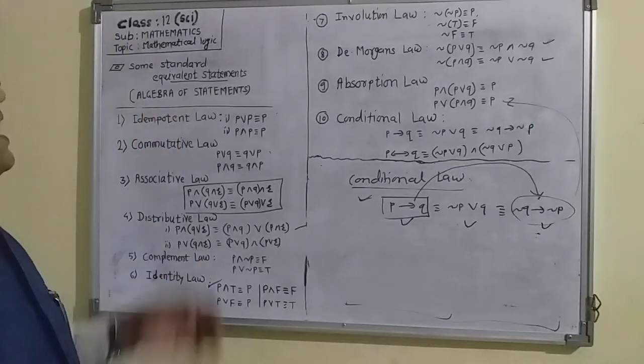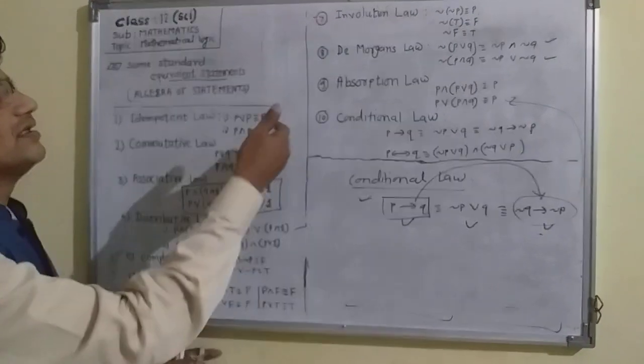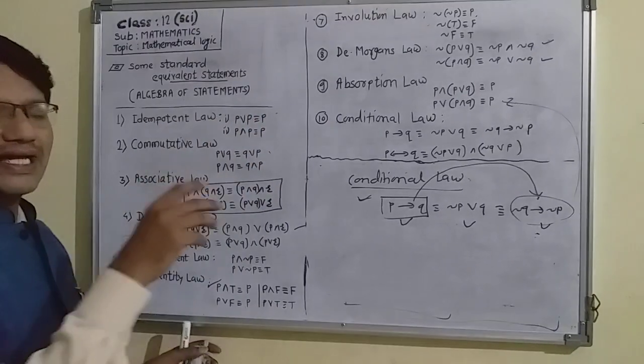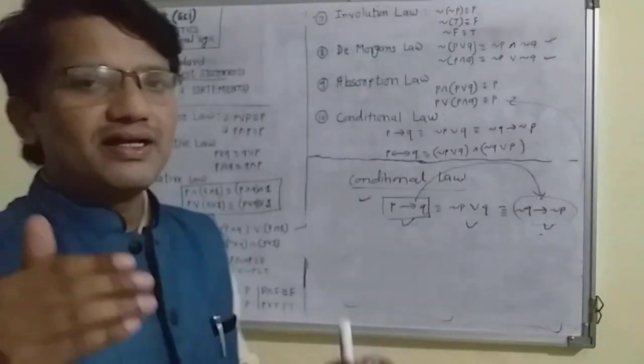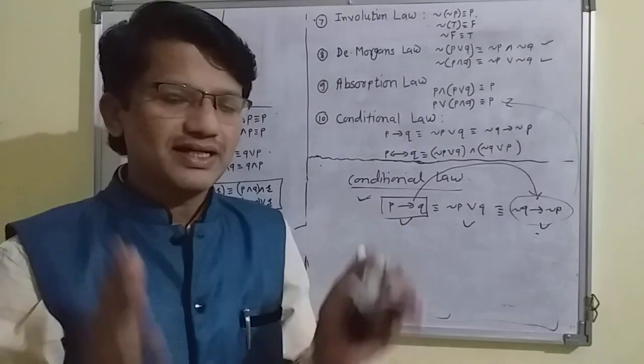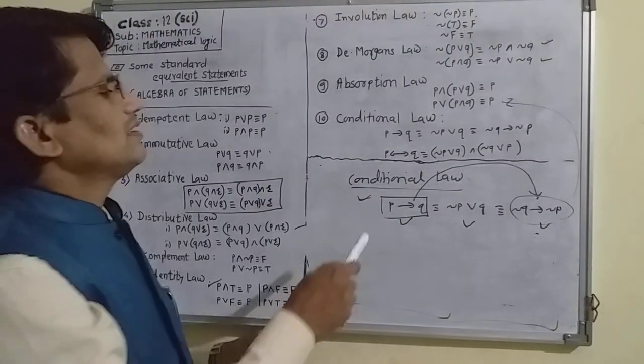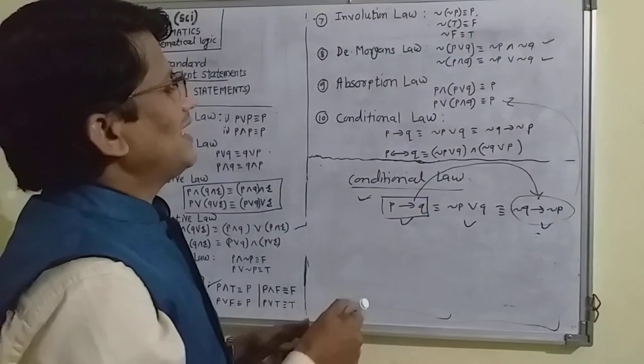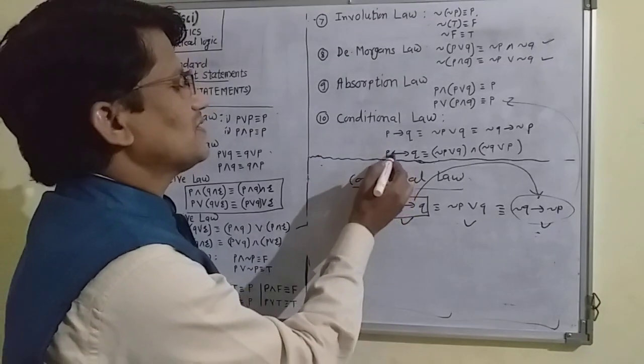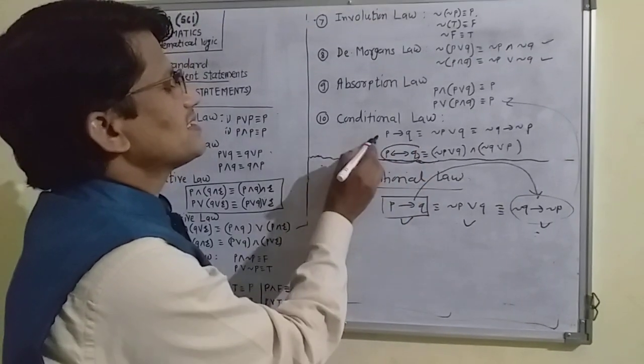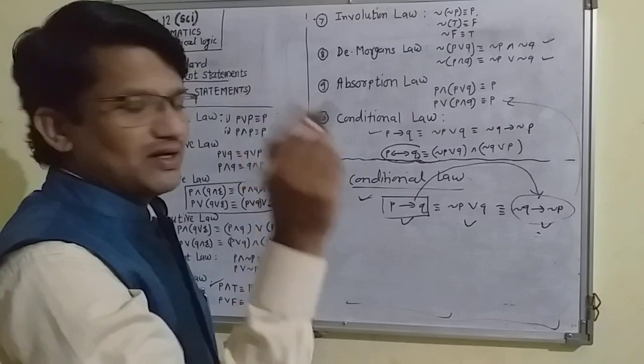Thus we have completed all these rules which are important from the point of view of mathematical logic, and some of these rules can be used to simplify switching circuits. This is the conditional law. And now the second one, this is also a conditional law, but this is the biconditional law.